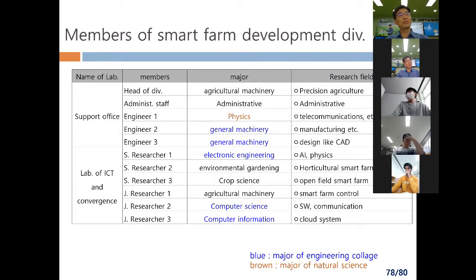The real purpose of today's seminar is to introduce to you engineering students that there are very many varieties of areas in agriculture that you may be interested in. I think I can speak some of this in Korean. Let me introduce some information in Korean.